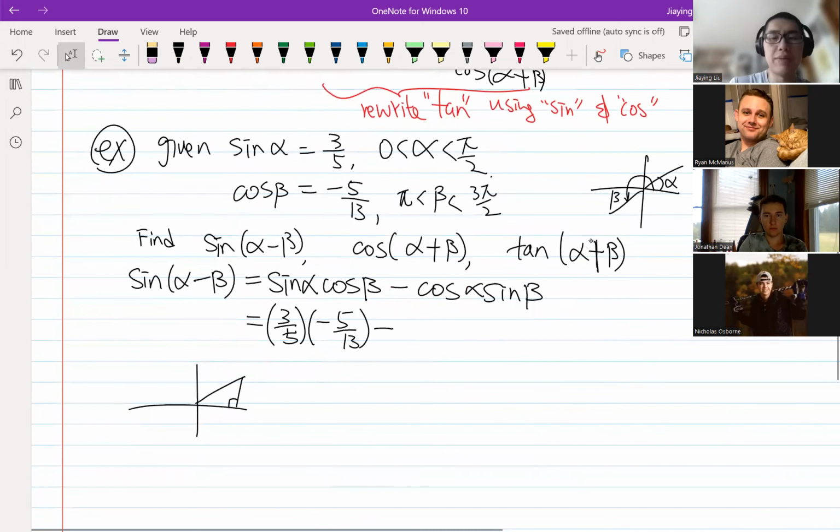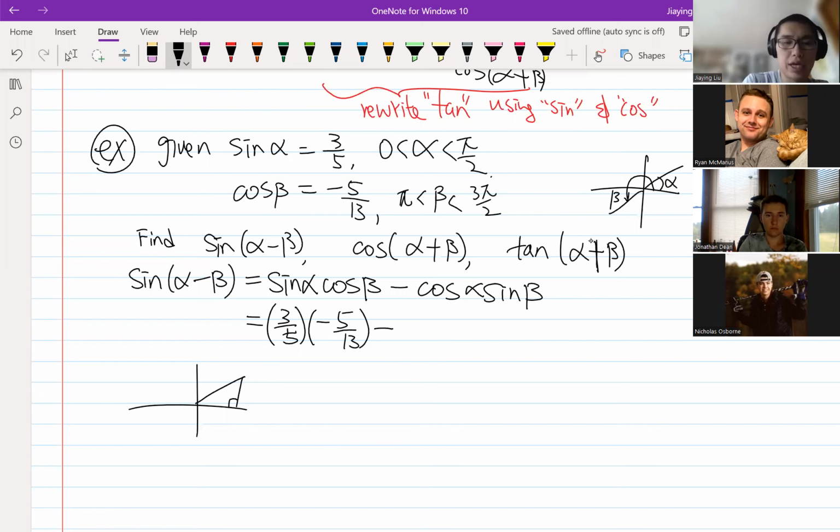Now, for this specific example, we are given that sine alpha equals 3/5 for alpha from 0 to pi over 2, and cosine beta equals -5/13, with beta from pi to 3 pi over 2. We want to find sine alpha minus beta and the other two. For sine alpha minus beta, we apply the difference of angles formula, which is sine alpha cosine beta minus cosine alpha sine beta. Sine alpha and cosine beta we already know. We just need to find cosine alpha and sine beta.